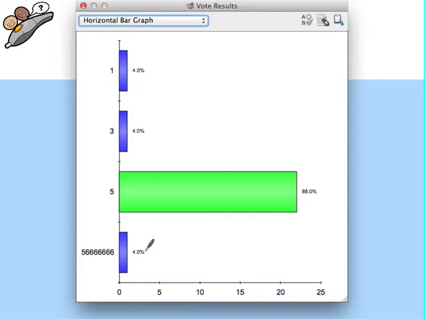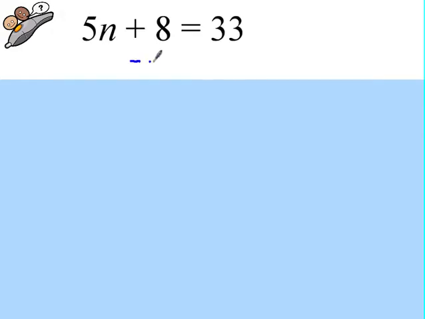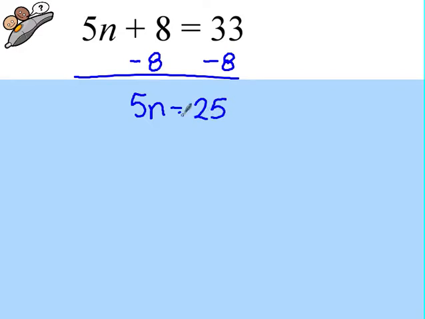And the answer is 5. Nice job. Okay, so how we get that is we're going to go and subtract 8 from both sides. And I end up getting 5n to equal 25. When I do that, I divide by 5, and I get n to equal 5.